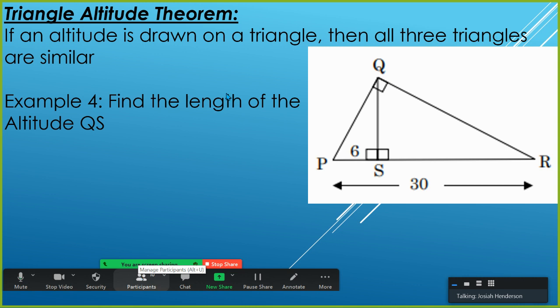So this one's called the triangle altitude. Say it out loud with me at home. You don't have to turn on your mic, but practice using the language. Altitude. Triangle altitude theorem. What does it mean? If an altitude is drawn on a triangle, then all three triangles are similar.